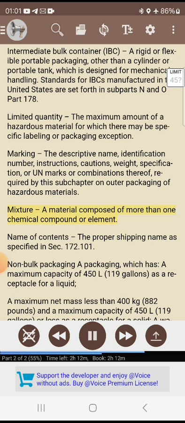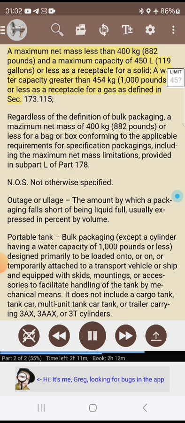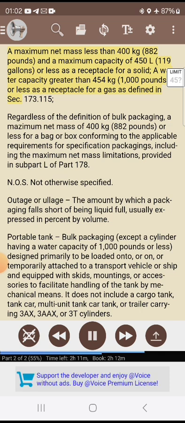Mixture, a material composed of more than one chemical compound or element. Name of contents, the proper shipping name as specified in Sec. 172.101. Non-bulk packaging: a packaging which has a maximum capacity of 450 L, 119 gallons, as a receptacle for a liquid. A maximum net mass less than 400 kilograms, 882 pounds, and a maximum capacity of 450 L, 119 gallons, or less as a receptacle for a solid. A water capacity greater than 454 kilograms, 1000 pounds, or less as a receptacle for a gas as defined in Sec.